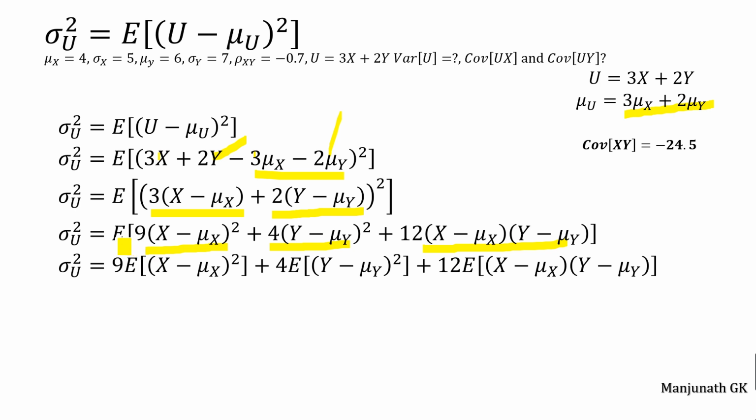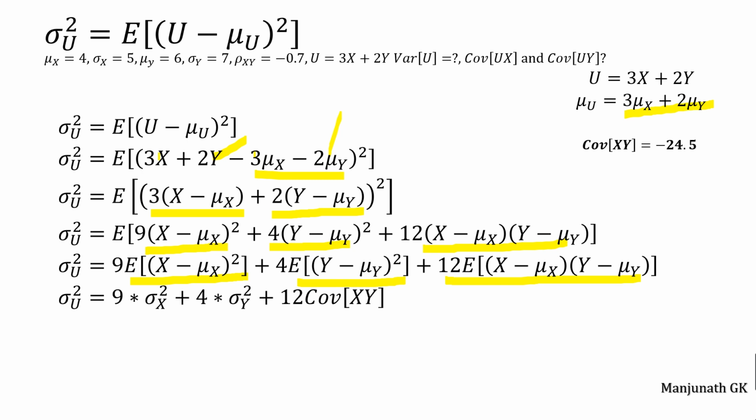Expectation operator is linear in nature, so apply the expectation operator inside the bracket. 9 is a constant, take it outside, first term. 4 is a constant, take it outside. 12 is a constant, take it outside. So apply the definition of a variance. It is nothing but the variance of x. You can compare these two. The term u is replaced by x here, so this complete term can be replaced by the variance of x. 4 is a constant. This can be replaced by the variance of y. So this is the definition of the covariance of x and y, so this complete term is replaced by the covariance of x and y.